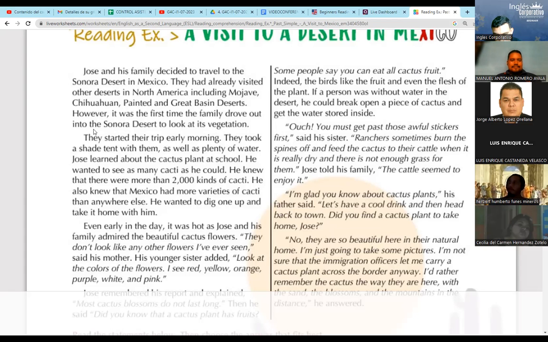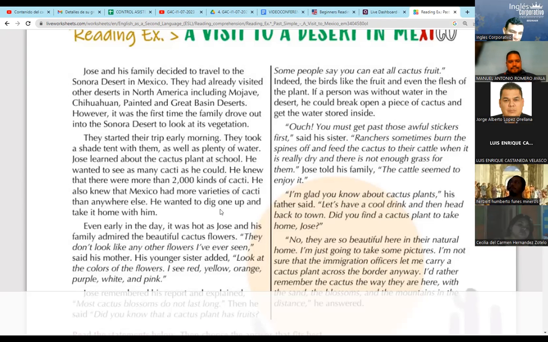José learned about the cactus plant at school. He wanted to see as many cacti as he could. He knew that there were more than 2,000 kinds of cacti. He also knew that Mexico had more varieties of cacti than anywhere else. He went to dig one up and take it home with him.